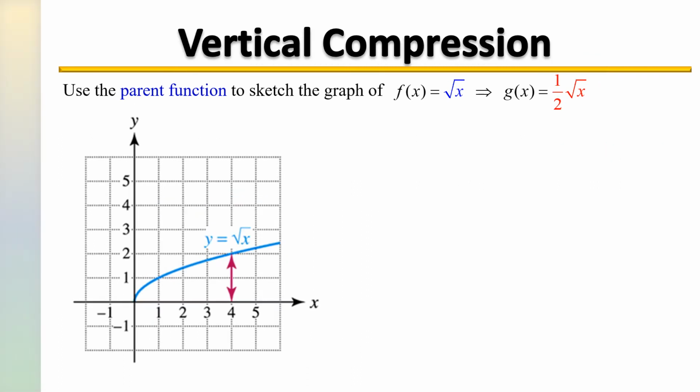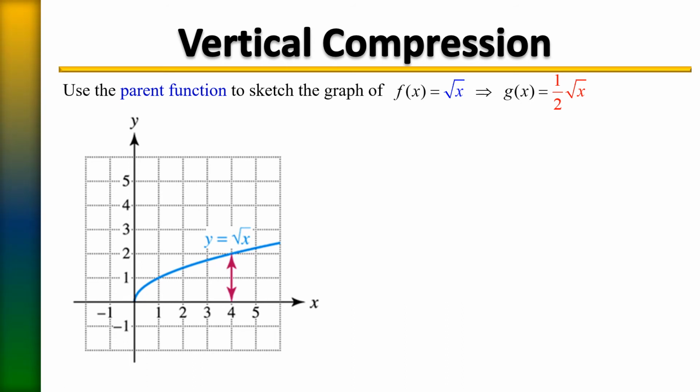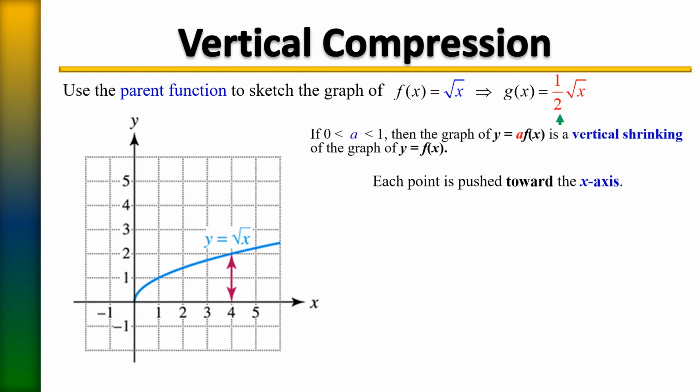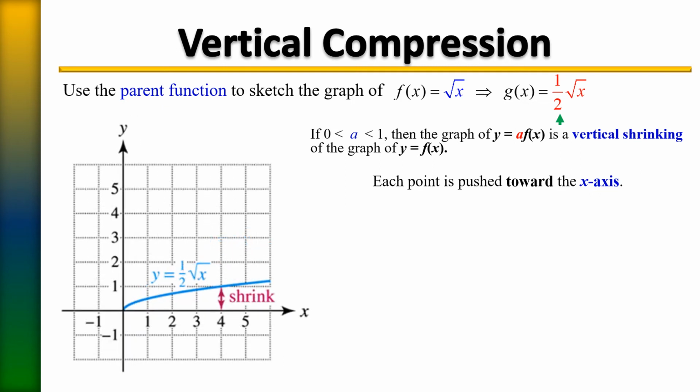A vertical compression, on the other hand, again, when you notice that a number is between 0 and 1, meaning a fraction there outside, that is going to be a vertical compression, which instead of pulling up on the graph, you're pushing down on it and you're pushing it toward the x-axis. So when you do so, it's going to look like so. Notice the graph is shrunk by half of what it was.